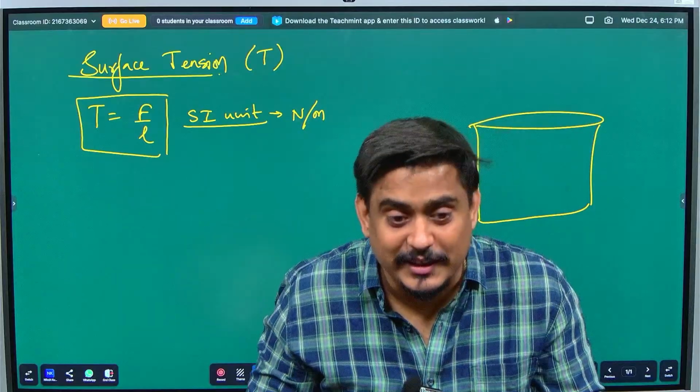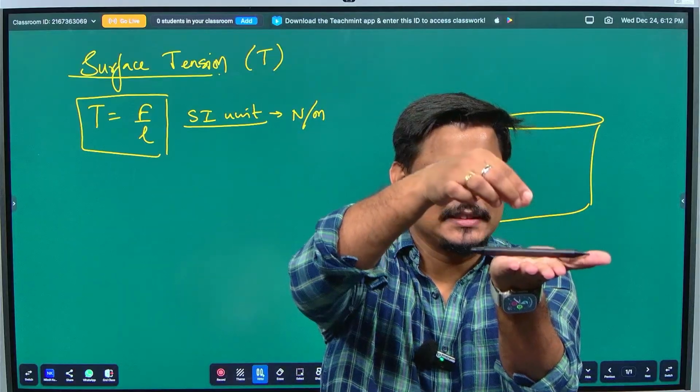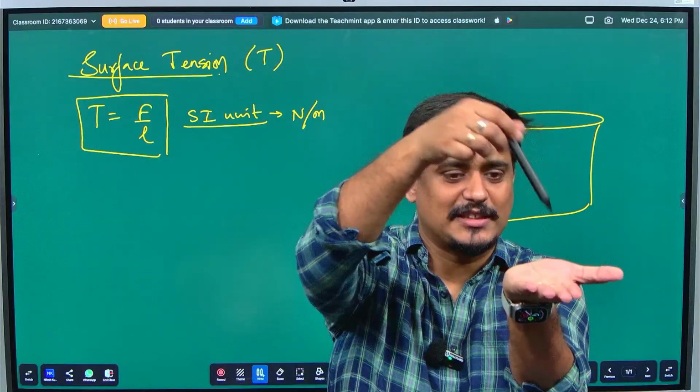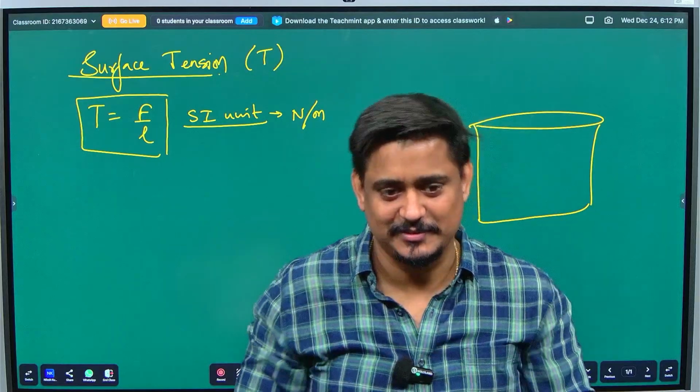What is the way? This is the water level. Shall I keep the needle like this, or shall I keep it at some angle? What is the way of keeping?